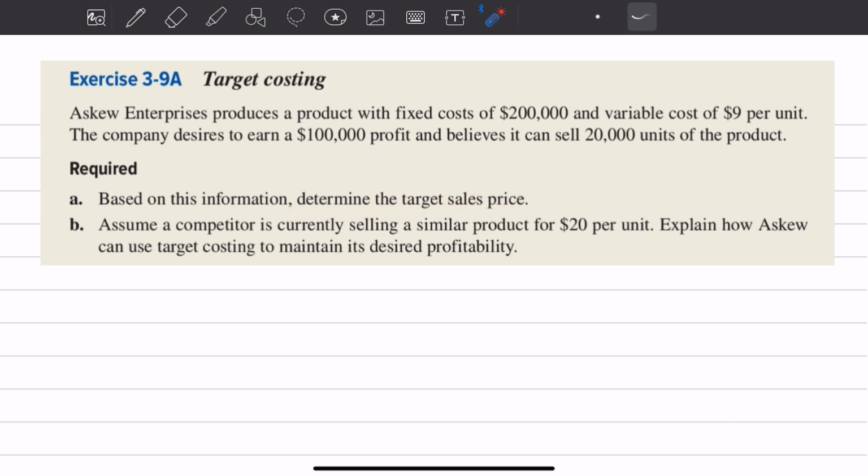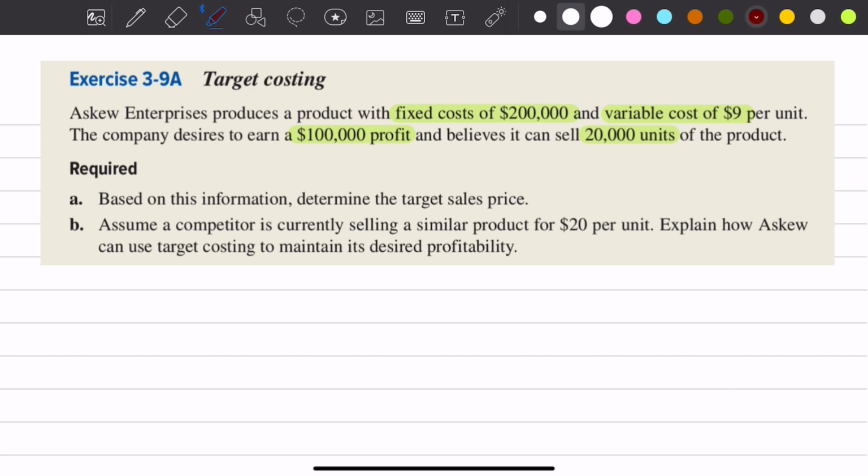Notice how this exercise is different from what we've done so far. Here we do have some inputs, so let's highlight them first. Here we have the fixed cost 200,000, the variable cost $9 per unit, and we do have a target profit, and we do have the quantity. The only thing that is missing from the data given in the question here is the price.